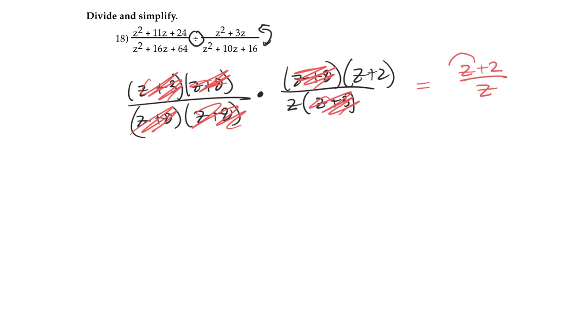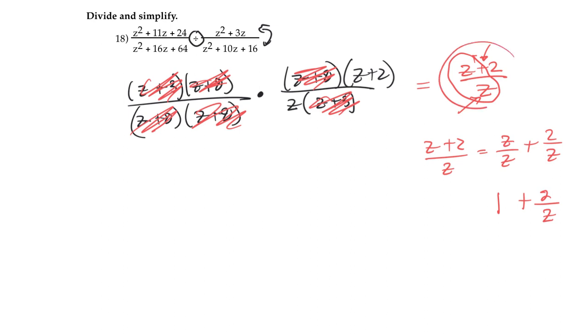Some people tried to cancel those, but you can't cancel them because of that plus sign that anchors it. This z would be a common denominator. So you could re-express it like this, z over z plus 2 over z. And z over z is 1, so you could call it 1 plus 2 over z. That would be correct. But this is probably preferred.